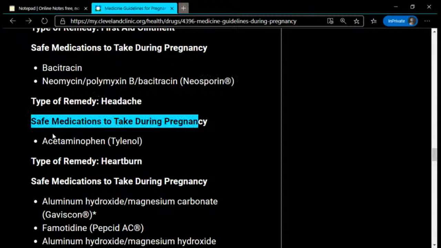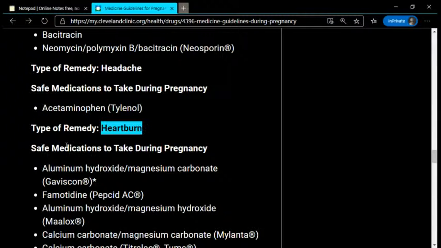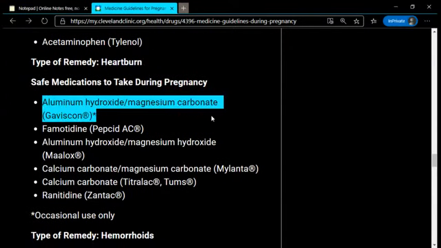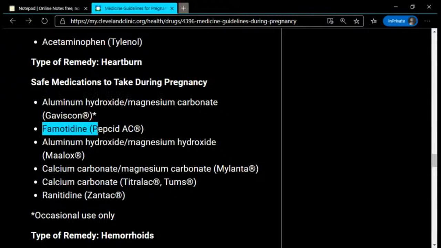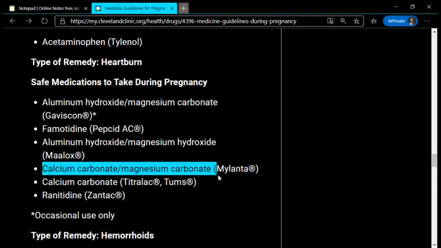For headache during pregnancy: acetaminophen, Tylenol. For heartburn, we can use aluminum hydroxide, magnesium carbonate, Gaviscon, and famotidine, Pepcid AC, aluminum hydroxide, magnesium hydroxide, Maalox, calcium carbonate, magnesium carbonate, Mylanta.